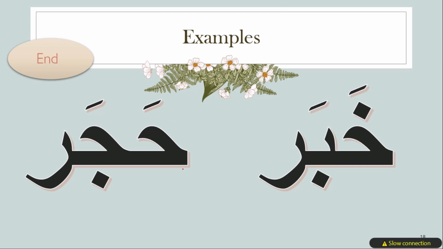The second one, also you should know all of the letters. Here we have the curve, the straight line with no dot above, no dot below, so again this is ha. Here it's twin, it has one dot below, so this is jim. Both of them have fatha above, so ha, jar, hajar. Hajar means a stone.